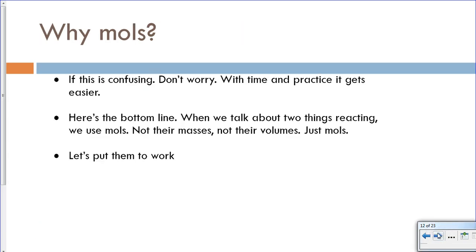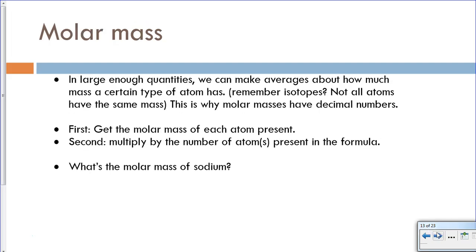Okay, if this is confusing, don't worry. With time and practice, like everything in chemistry, things get easier. But here's the bottom line. When we talk about 2 things reacting, we use moles. Not their masses, not their volumes, just moles. So let's put them to work. Let's put them to work in a way that we'll actually use them.